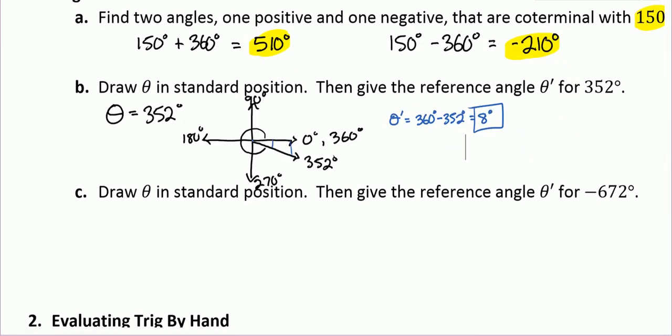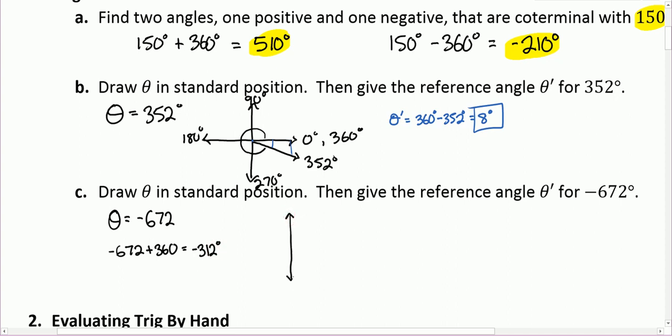Part C asks to draw, same instructions here, draw our angle in standard position, then give the reference angle. And our angle theta in this case is negative 672 degrees. Negative 672 degrees is going to be coterminal with negative 312 degrees. And the reason I know that is if I take 672 plus 360, a full circle, we get our negative 312. So I'm going to work with negative 312 since it's pointed in the same direction.